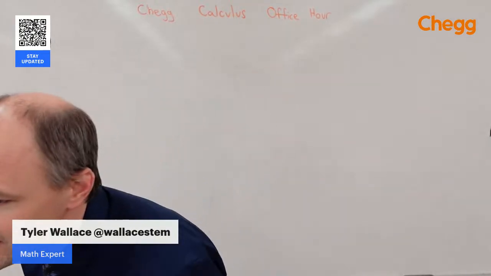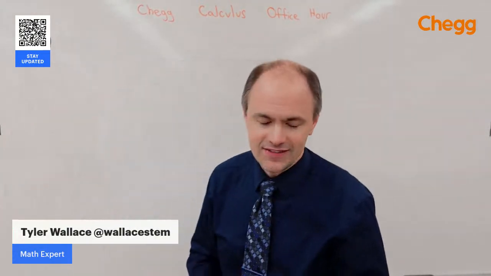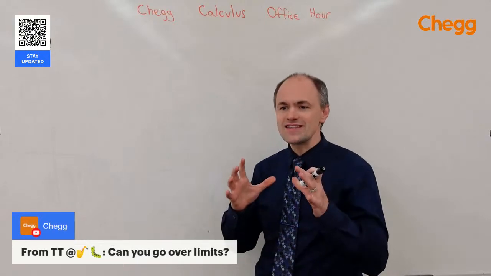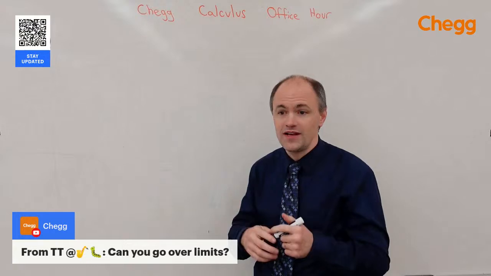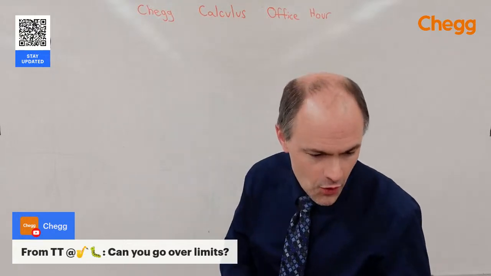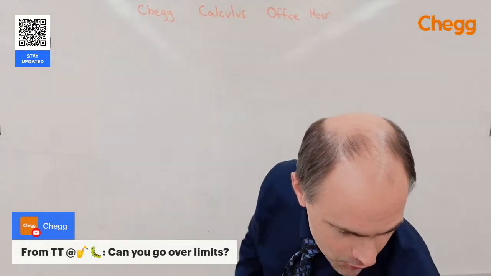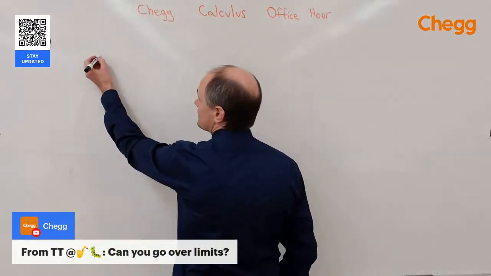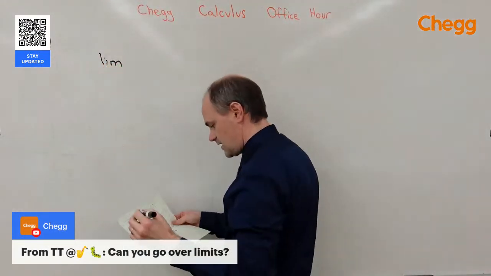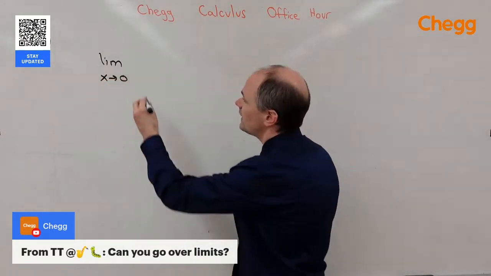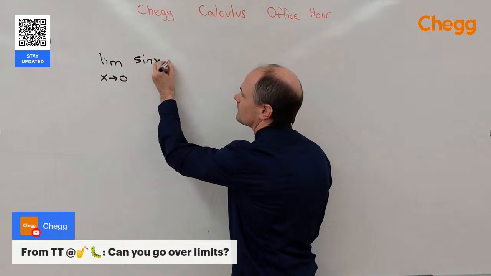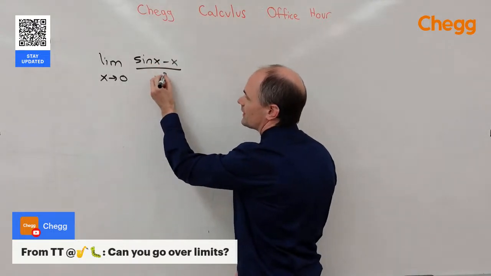I see a question on limits. Specifically, let's put limits in the context of those indeterminate rules. So, for example, if I wanted to take the limit as x goes to 0 of sine x minus x all over x squared.